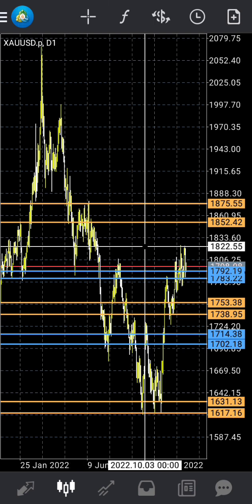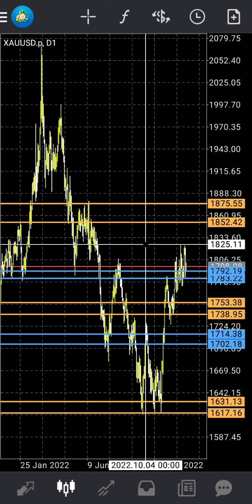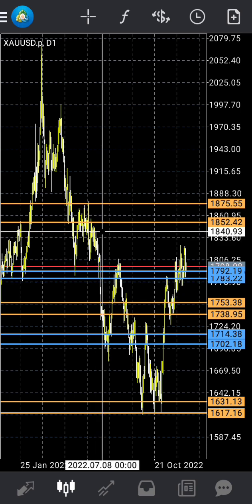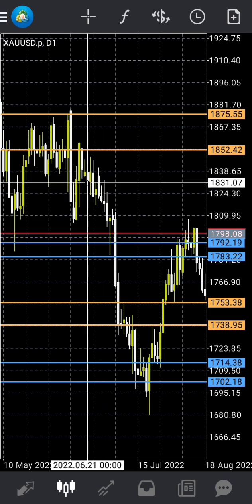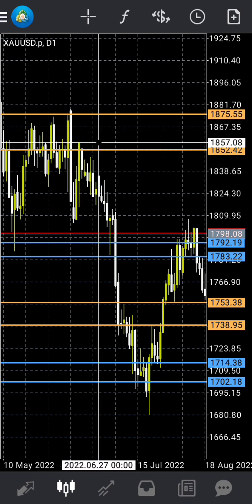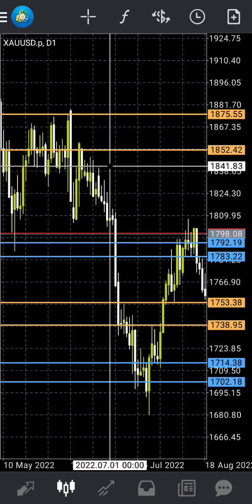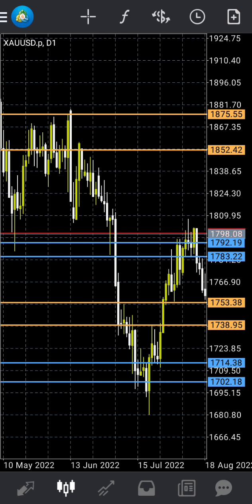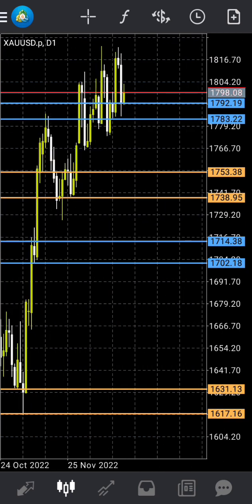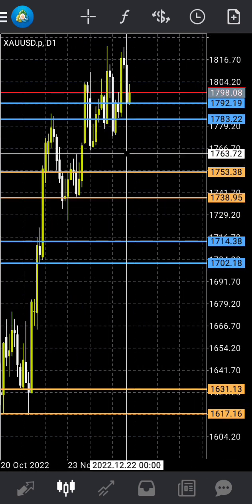Okay, and then after 1825, is there any zone here? So we try to look at daily. Yes, we will have a zone here, but this zone is quite near to the weekly zone, so I don't recommend you to entry here. This kind of zone is only for scalping.